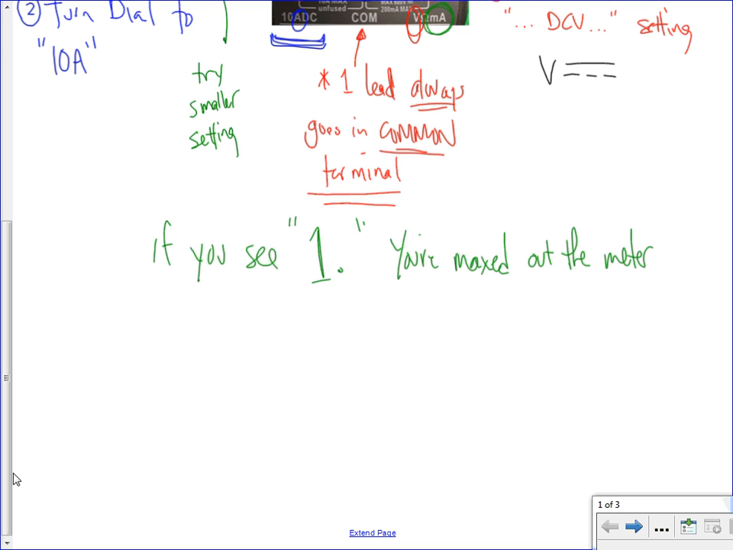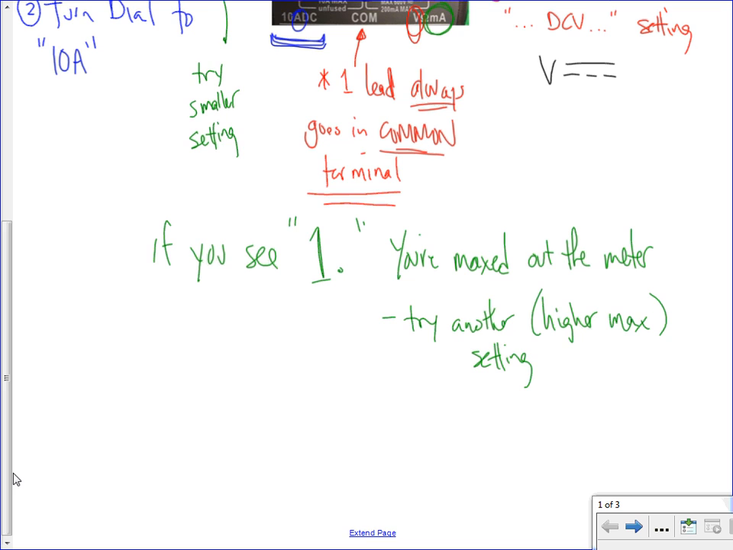So what you have to do is try another setting with a higher maximum. Make sense?